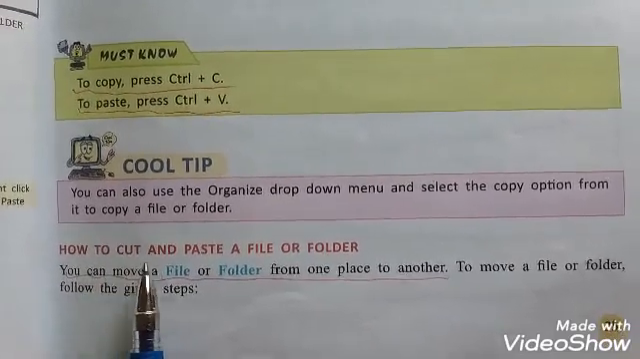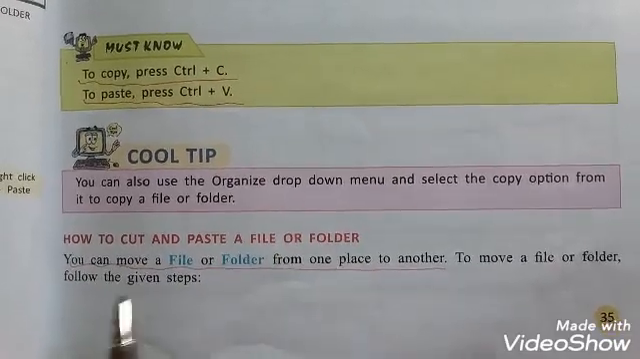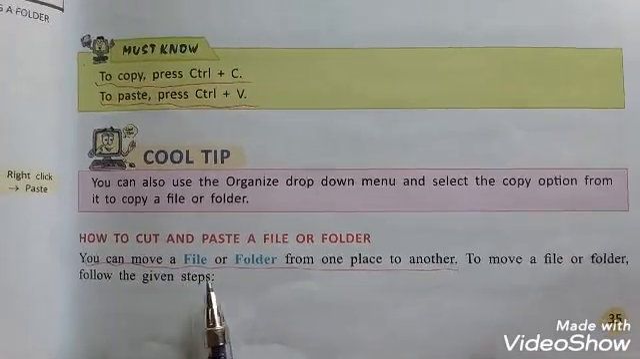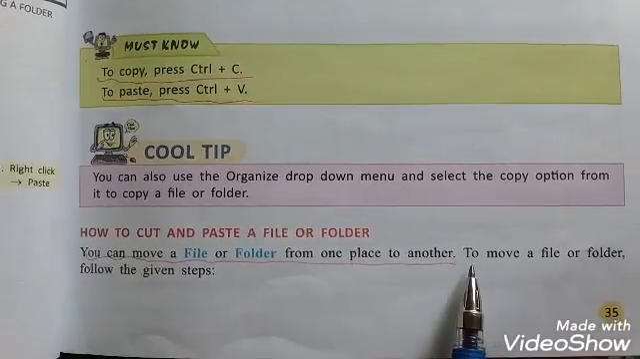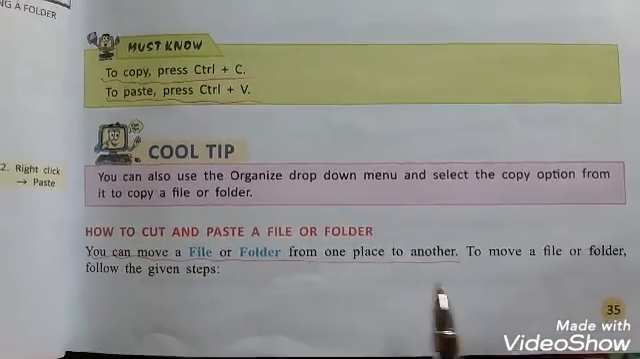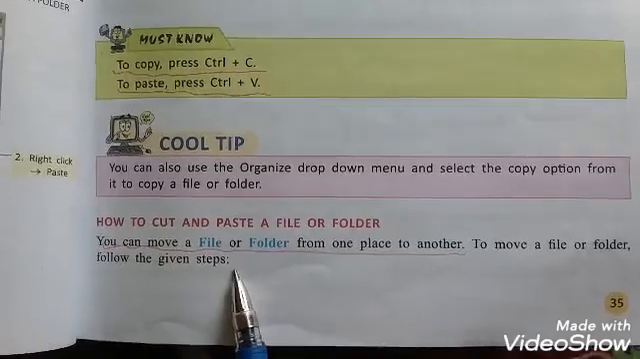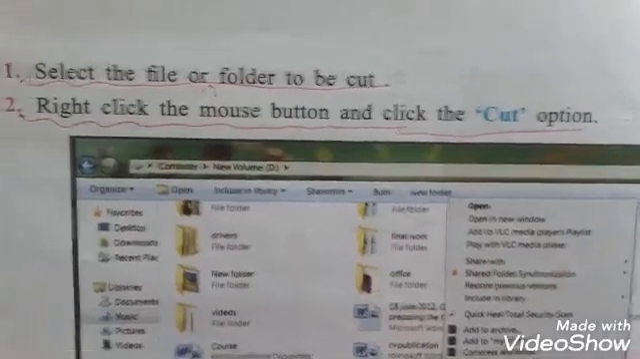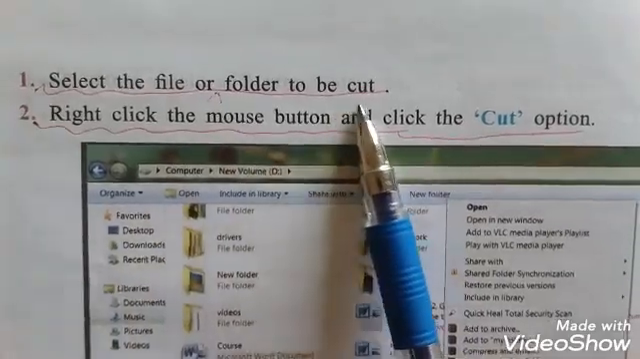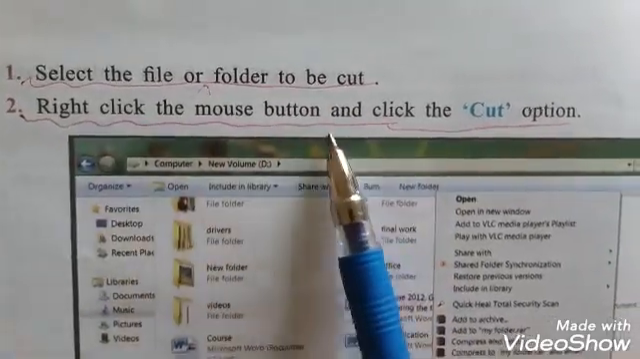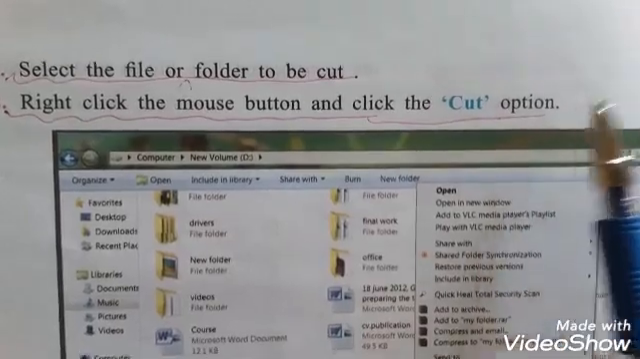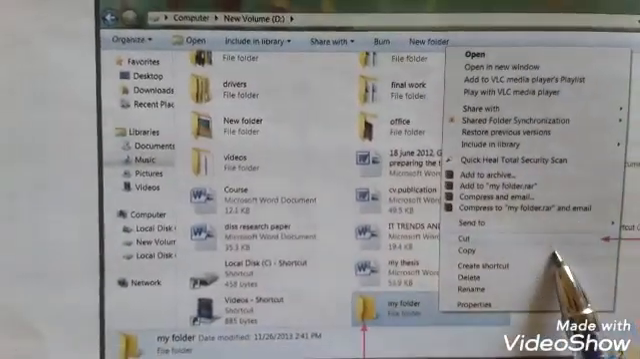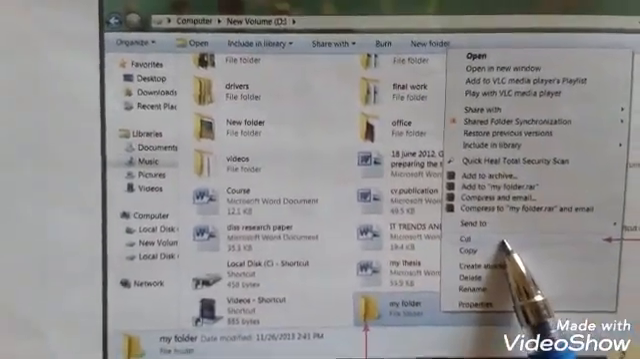First topic is how to cut and paste a file or folder. You can move a file or folder from one place to another place. To move a file or folder, follow the given steps. Select the file or folder to be cut. Right click the mouse button and click the cut option. Select cut option.